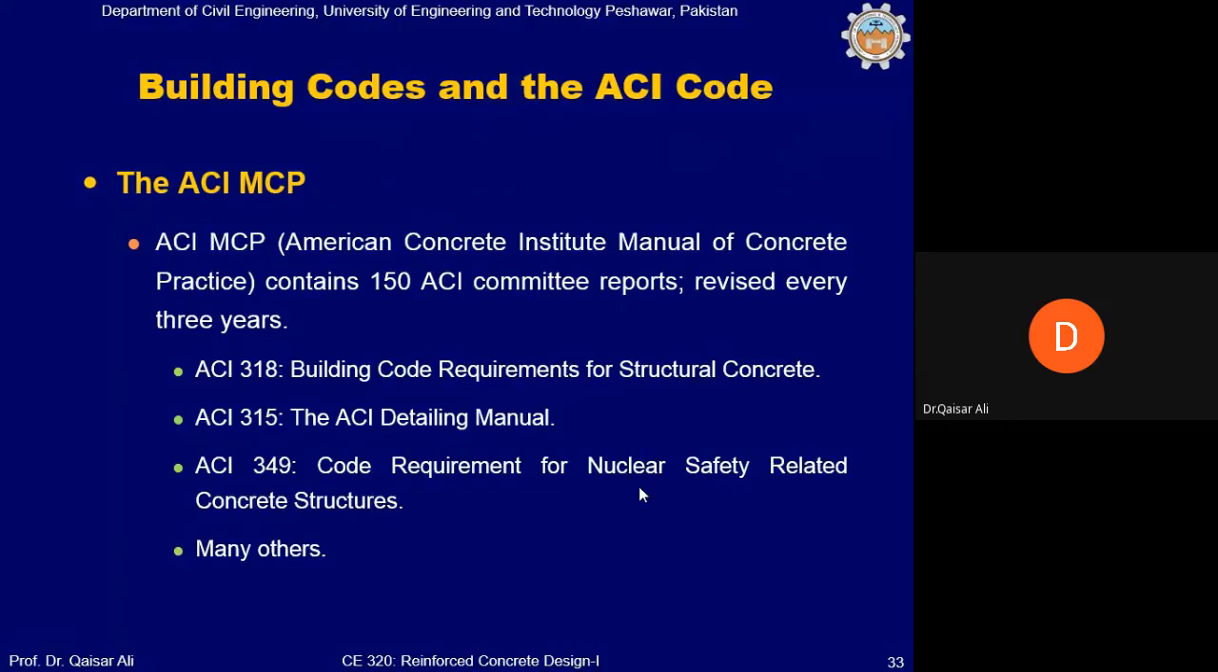Within the ACI MCP, there is a document called ACI 318, which, if you look at the name, is Building Code Requirements for Structural Concrete. So it is this code which we will be using, but this code is part of the Manual of Concrete Practice. Structural concrete also covers reinforced concrete. So ACI 318 covers buildings, not bridges, not dams, and only reinforced concrete, not other types of concrete.